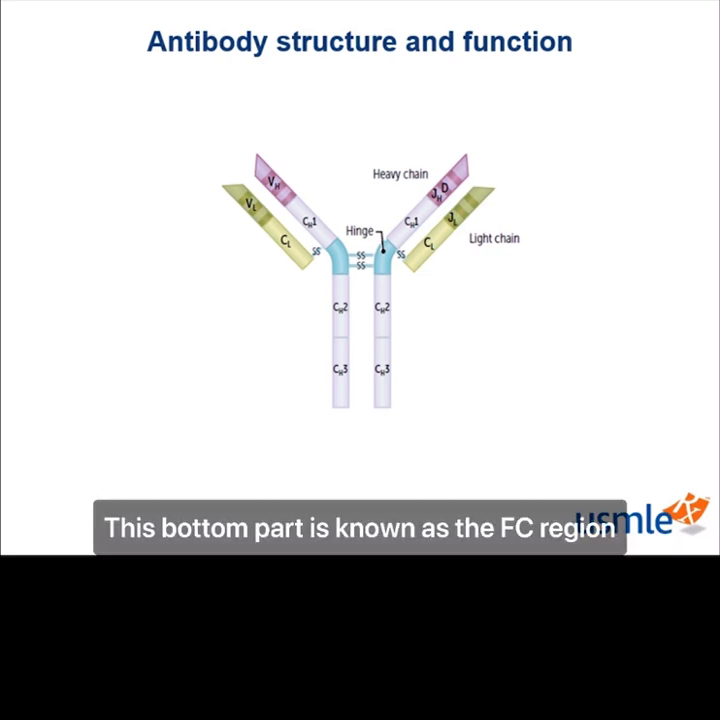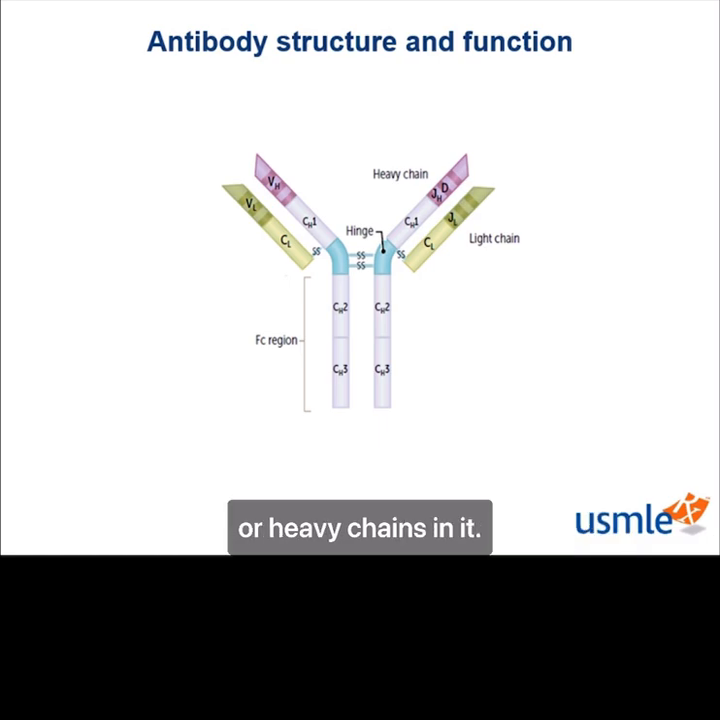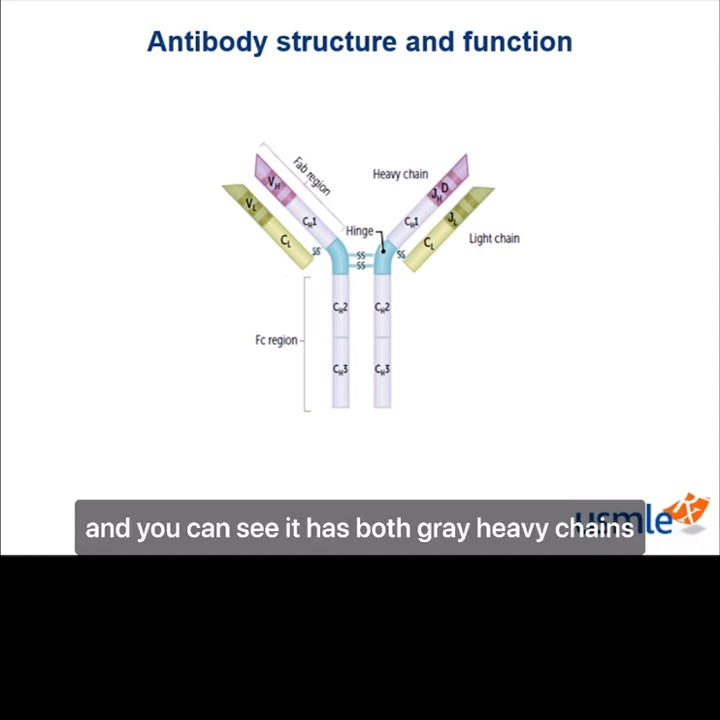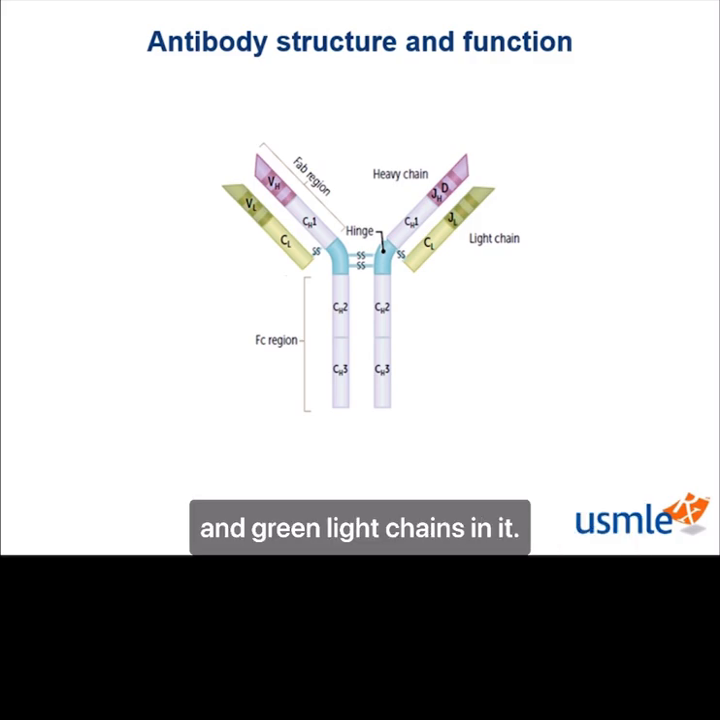This bottom part is known as the Fc region, and you can see it only has the gray chains or heavy chains in it. This top part of the letter Y is known as the Fab region, and you can see it has both gray heavy chains and green light chains in it.